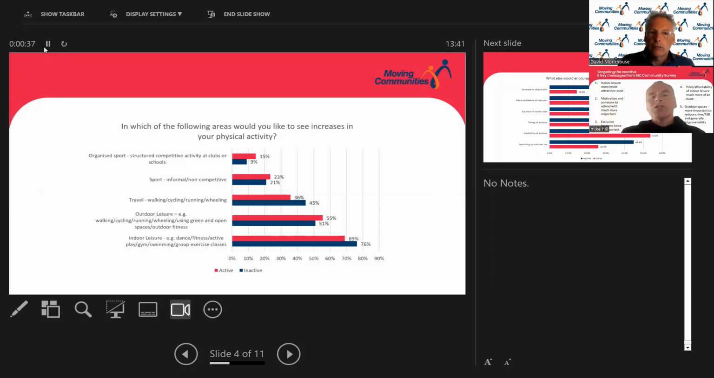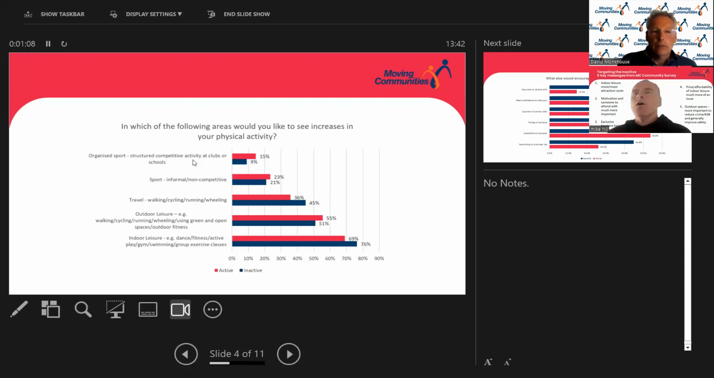But then when we get back to travel, it's really interesting, because when we ask how likely are you to increase your physical activity by walking, cycling, wheeling, etc., again, the inactive people come to the forefront and say, well, actually, yes, that's something that I'm more likely to do. And then those final 2 elements up here are both sport. So we've got sport, individual, non-competitive, and then organised traditional sport. You can see how they are relatively less attractive to the inactive compared to the active.